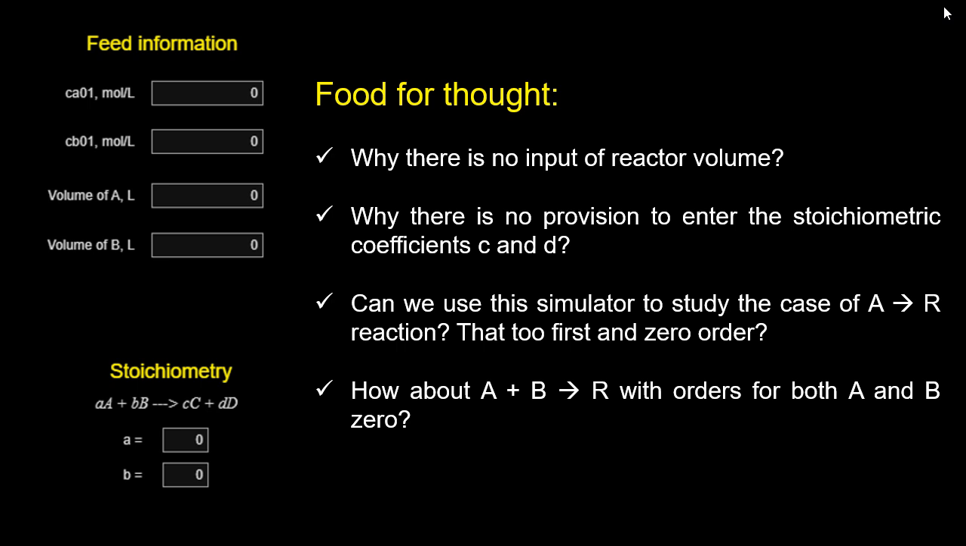And why is there no provision to enter the stoichiometric coefficients C and D, though the stoichiometry has C and D? Can we use this simulator to study the case of A giving R reaction, that too with first and zero orders? How about A plus B giving R with orders for both A and B being 0?